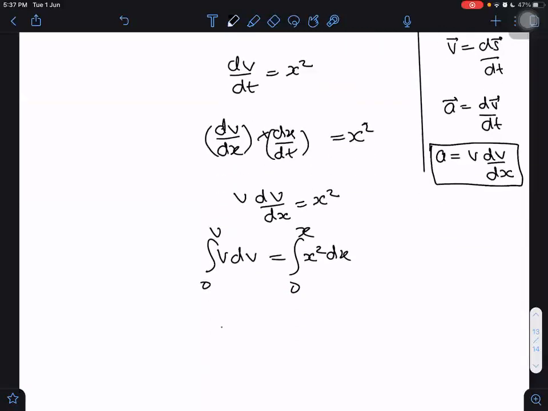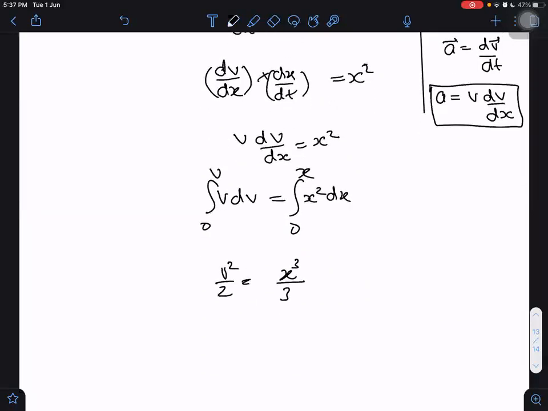Now what do we get then? V square by 2 is equal to x cubed by 3. So what do we get for velocity? We are getting velocity as root of 2 by 3 x raised to power 3 by 2, and this is also under the root, power 1 by 2.